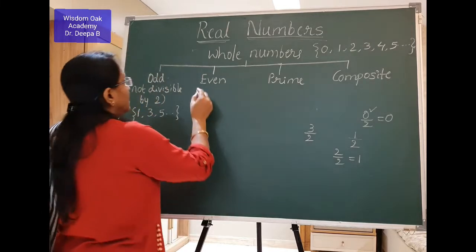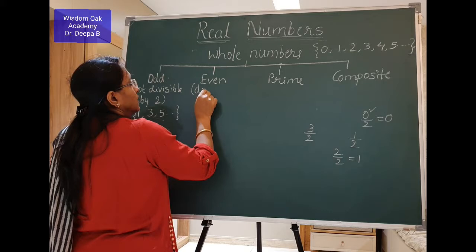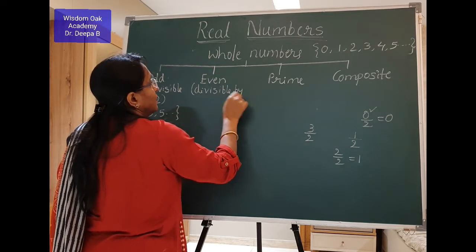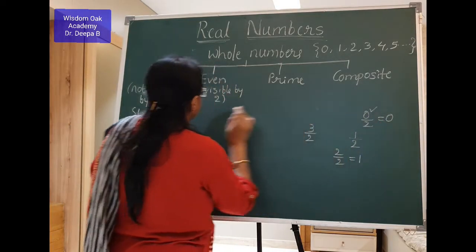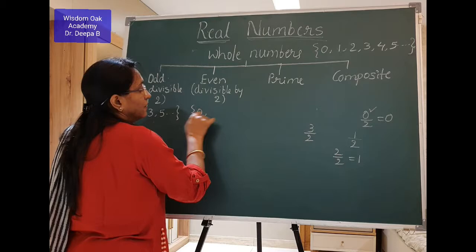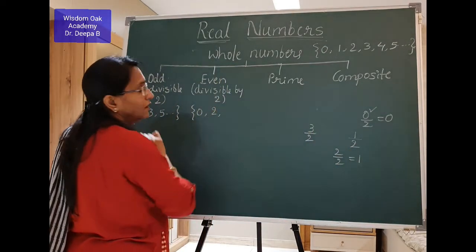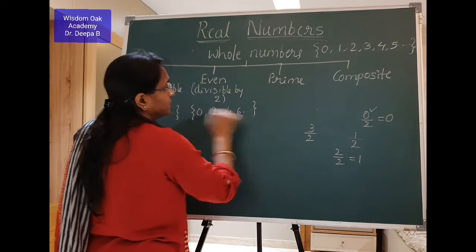Next, even numbers. An even number means a number which is divisible by 2. Just as we have observed here, 0 is an even number. Next, 2 by 2 is equal to 1, so 2 is also an even number. Next 4, 6, like that.